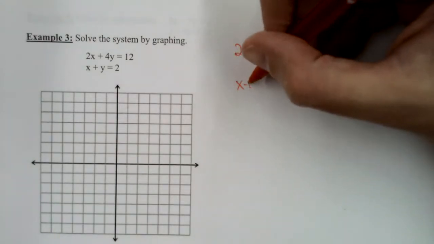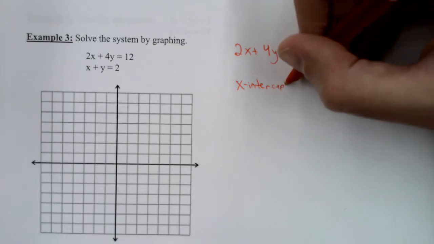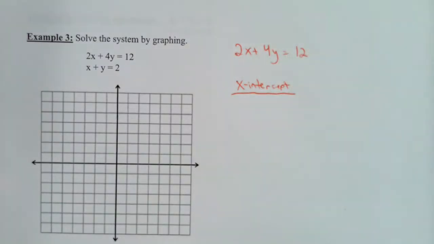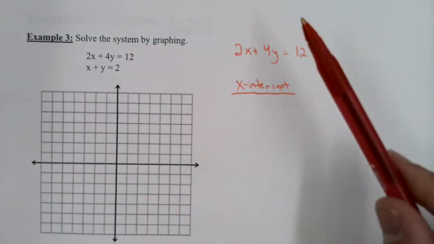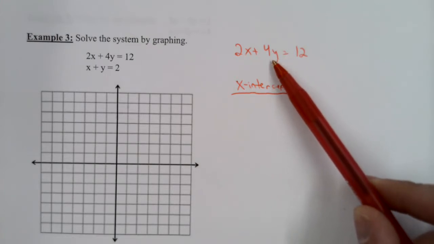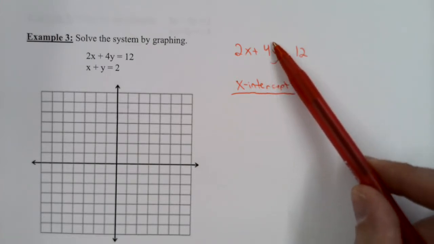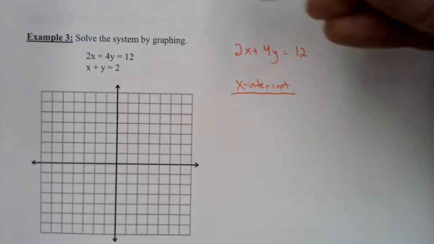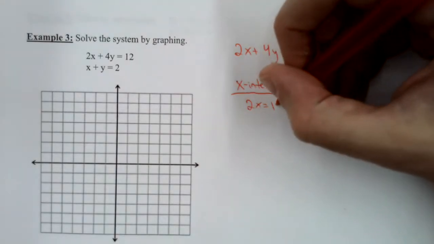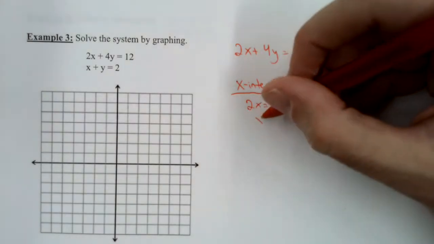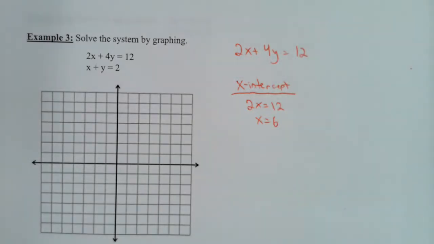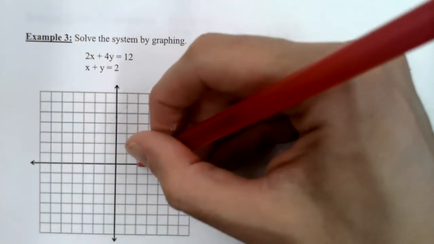Okay? To find the x-intercept, you replace y with 0. So when you replace y with 0, this goes away because it becomes 0. And you're left with 2x equals 12, which means x equals 6. So that is your x-intercept. The x-intercept is 6.